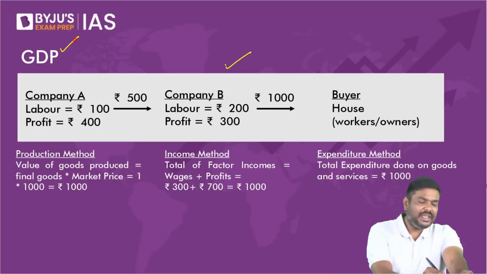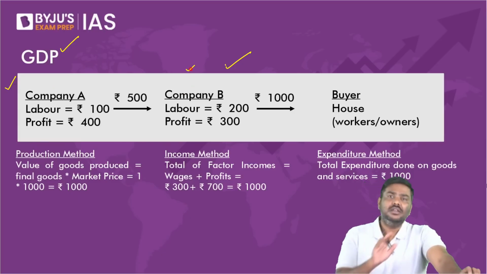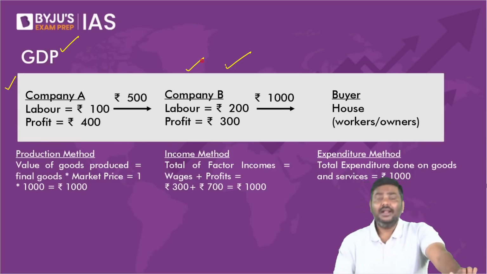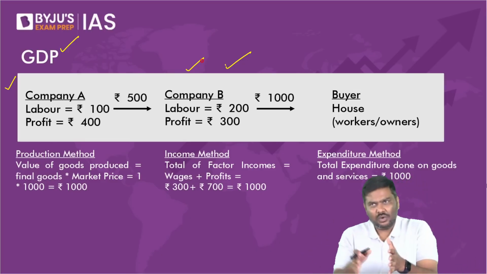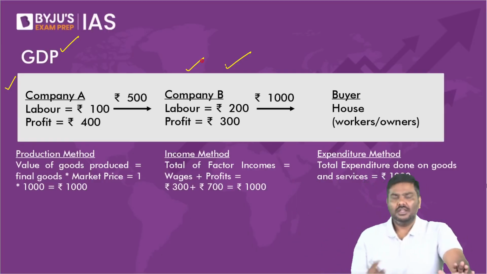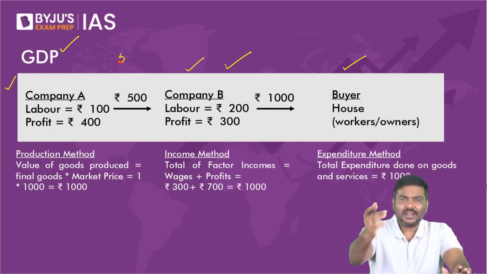Now, company A will produce an intermediary good and sell it to company B. Company B will use this intermediary good, produce a final good, and sell it to the customer or a buyer in the market. So step one, let's imagine you are company A.